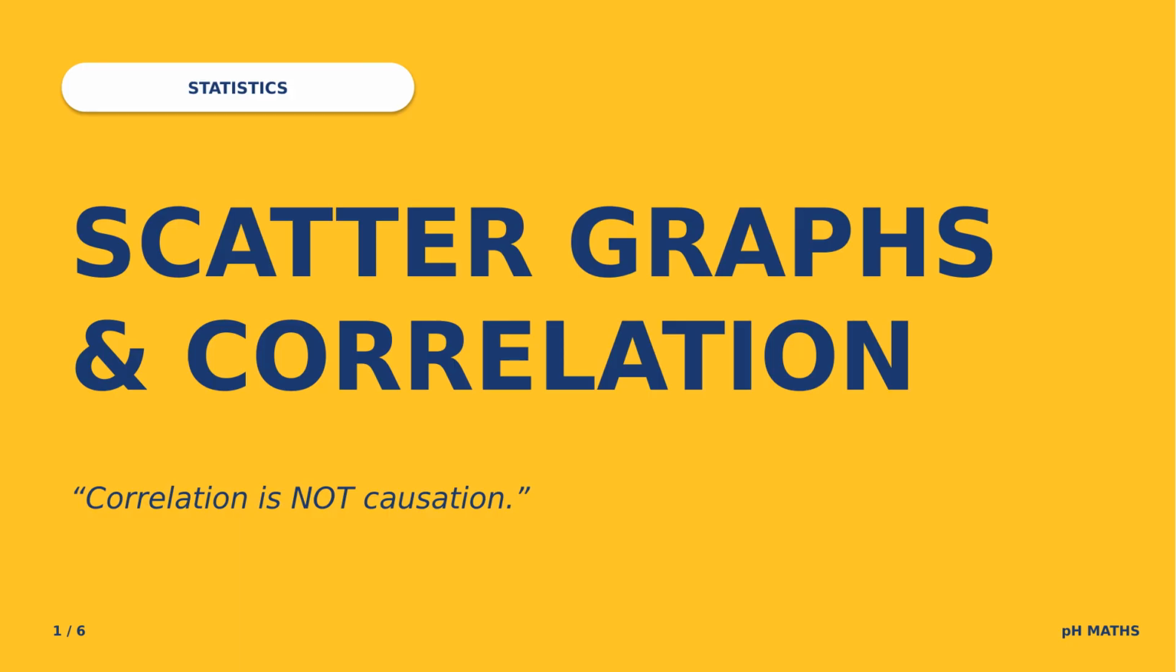Today's explainer is scatter graphs and correlation. Correlation tells you whether 2 variables move together, but it does not prove causation. By the end of this video, you'll know how to read the trend and avoid the classic logical trap.